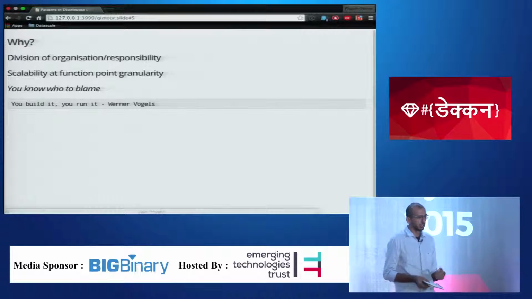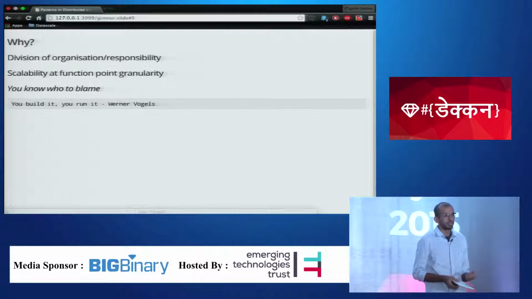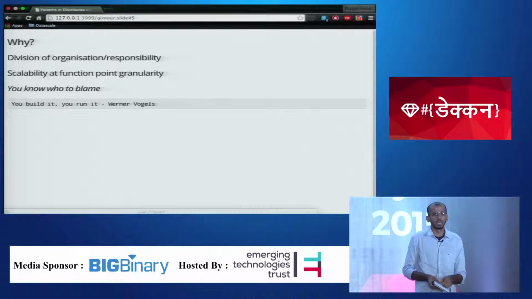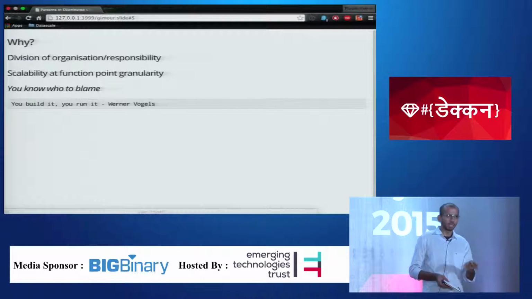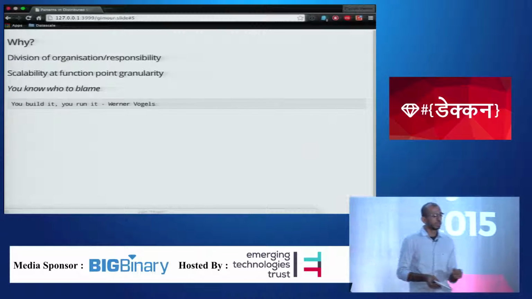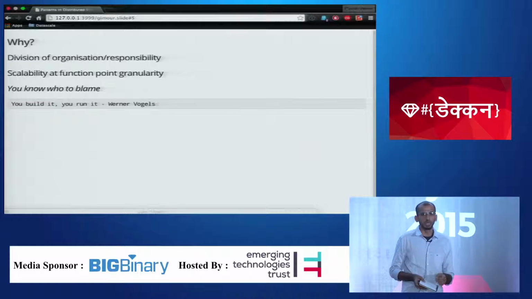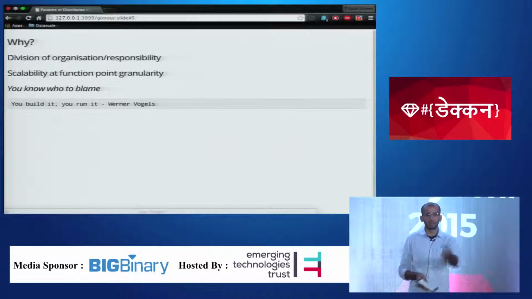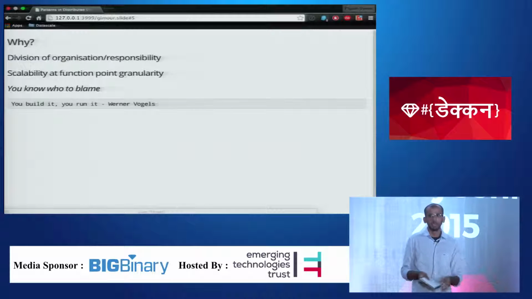Anyway, so the division of organization and responsibility. You don't divide your code as per the speciality of a team. So you don't say that this is a UI team, this is a backend team, this is a database team. You divide your code as per the component. So a payment system could have all the three people in it, as long as they adhere to a common principle and a common functionality. They should all live together.